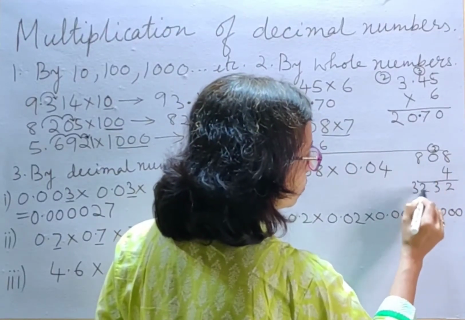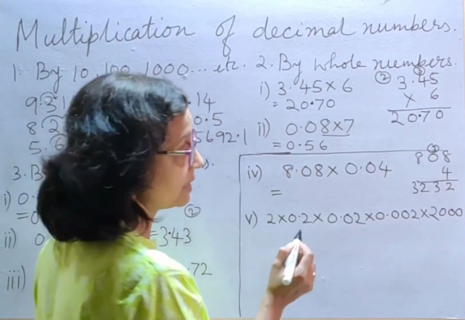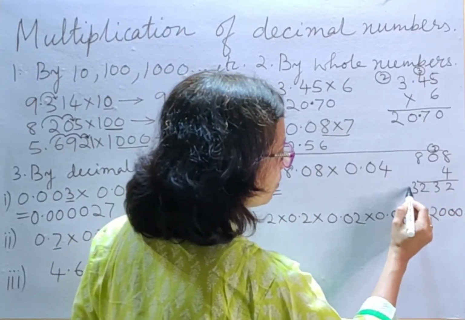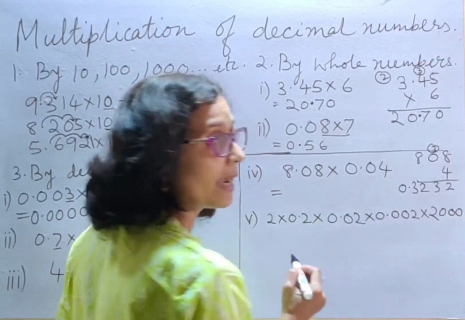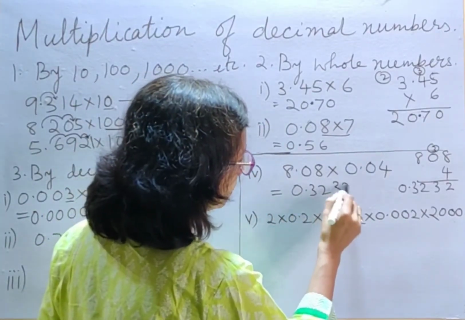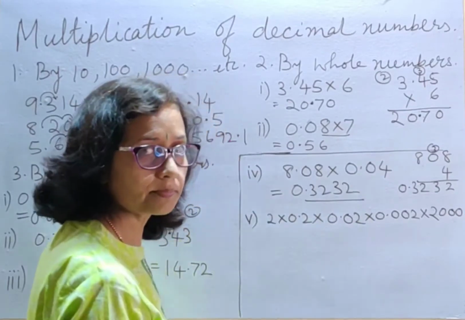8 4s are 32. Now you see how many decimal places are there in the question. 1, 2, 3, 4. Now put the decimal point and place 0 for the whole number. So 0.3232. This is your answer.